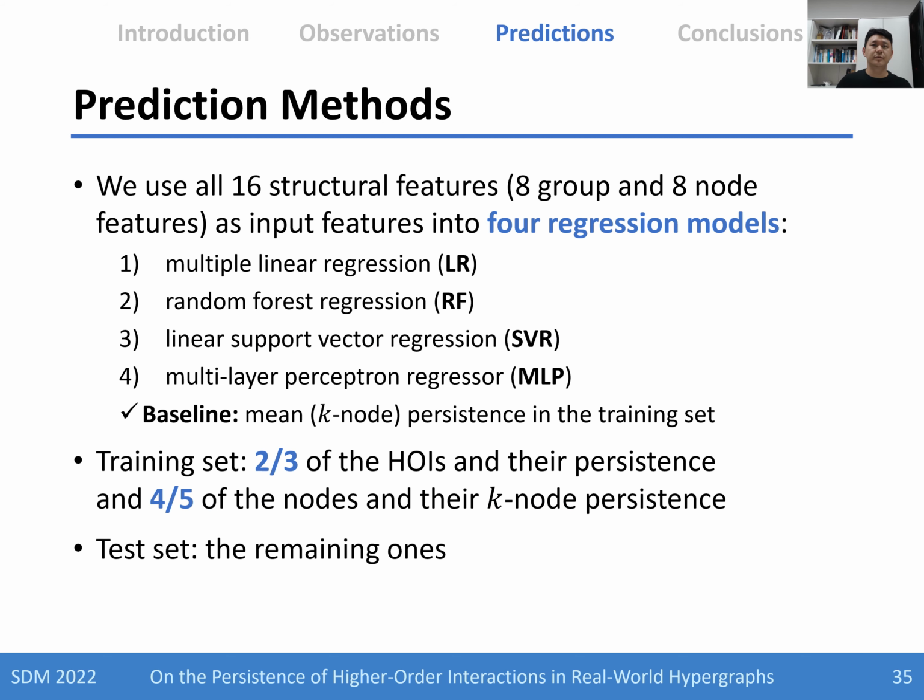For true prediction problems, we used all structural features as input features into 4 regression models. We also considered the mean value of persistence in the training set as baseline and compared it with the regression models. In each hypergraph, we used 2/3 of the HOIs and their persistence and 4/5 of the nodes and their k-node persistence for training and the remaining ones for testing.